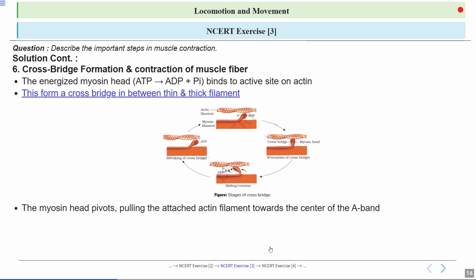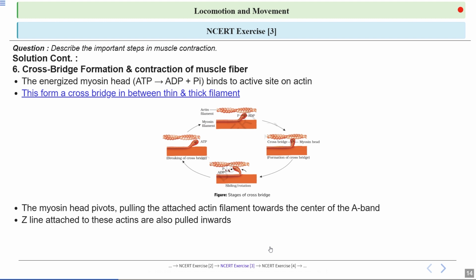Next, the myosin head pivots, pulling the attached actin filament toward the center of the A band. It's similar to rowing a boat. Each stroke pulls the oar, or you can say actin, moving the boat, that is the muscle fiber here, forward. Now, this movement is what actually shortens the muscle.